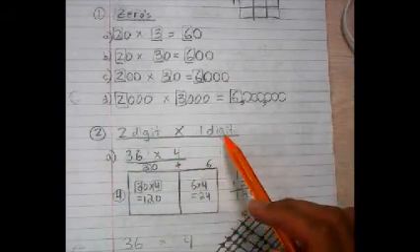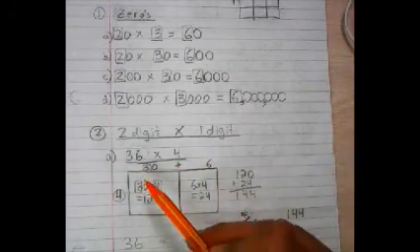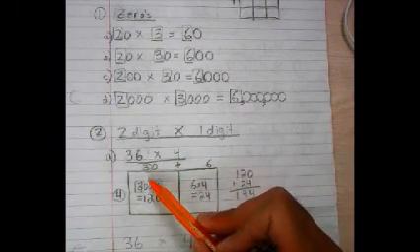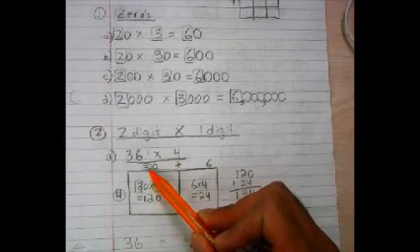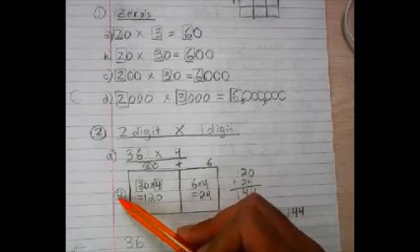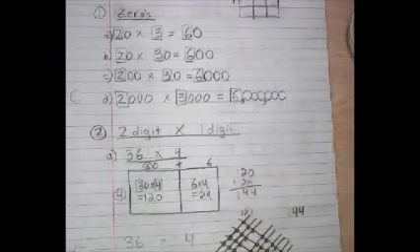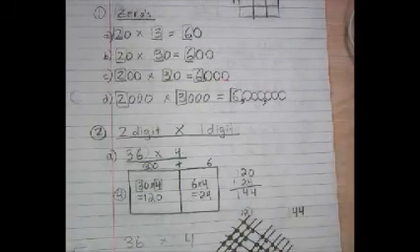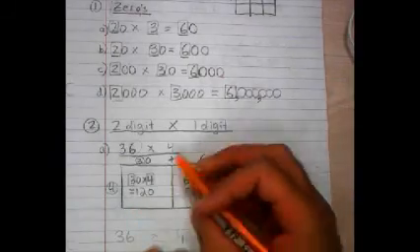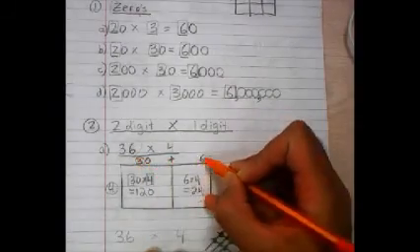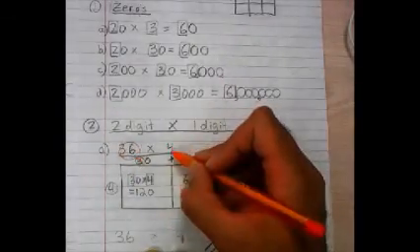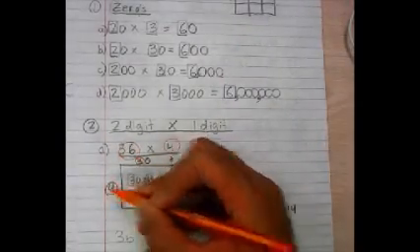Now, 2 digit times 1 digit, 36 times 4. What we can do is turn 36 into 30 and 6, and then keep our 4. We would make a box like this and put our 30 here and our 6 here. That's 36. We would have the 4 just by itself on the side.